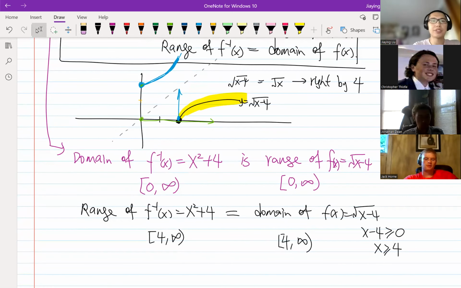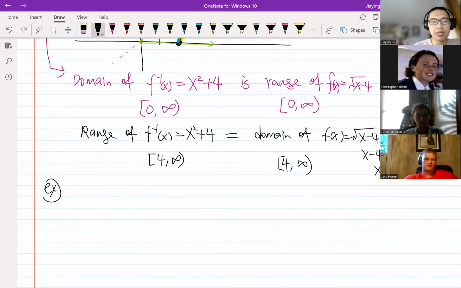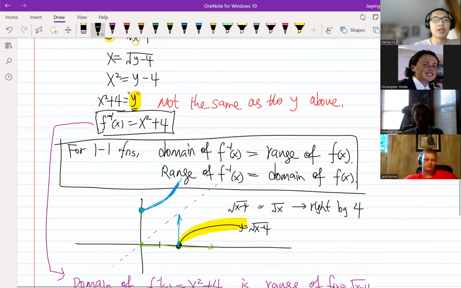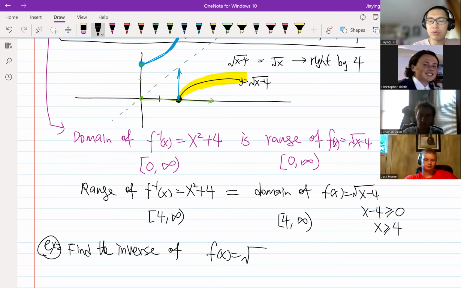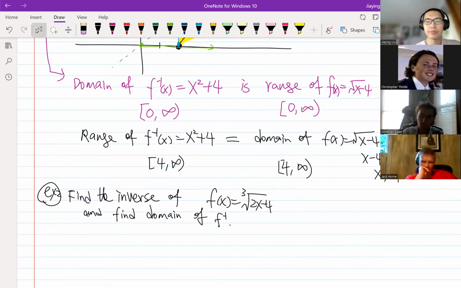All right, so let's see. The next thing we're going to do is take more examples. This is example 2 of finding the inverse. Again, we're going to find the inverse of the following function: f of x equals cube root of 2x minus 4, and find the domain of the inverse function.